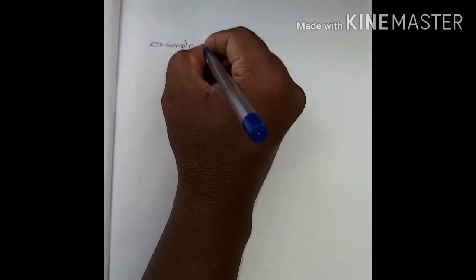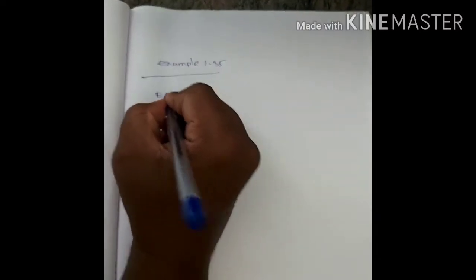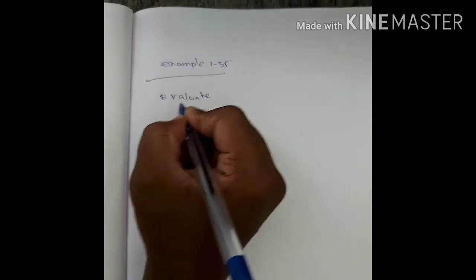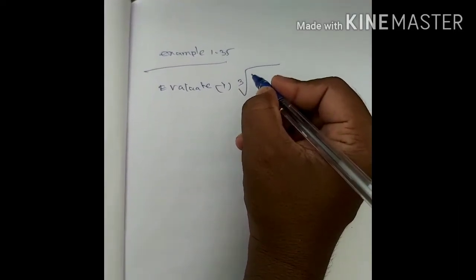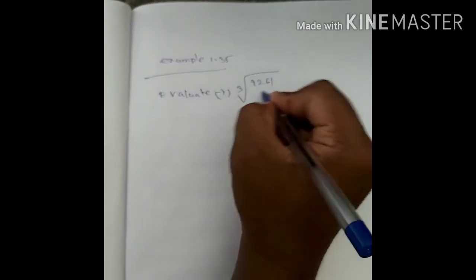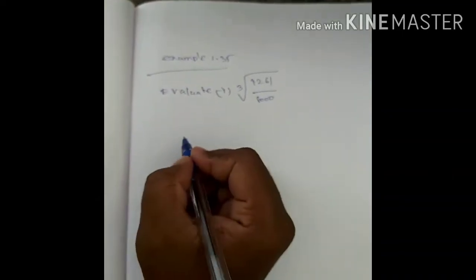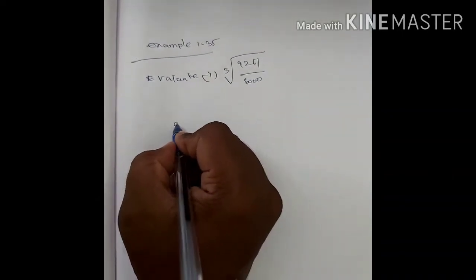Next sum, example 1.35, evaluate. First one, the cube root of 9261 by 8000.